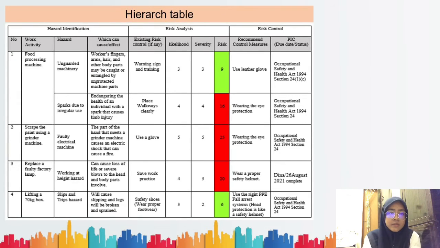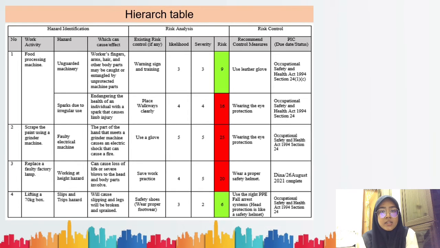This is the hierarchy table. From the table, we need to put hazard identification, risk analysis, and risk control. We have 4 work activities. The first one is the food processing machine. The hazard is unguarded machinery. The effect on the workers is that fingers, arms, hair, and other body parts may be cut. And the existing risk control is warning signs and training.